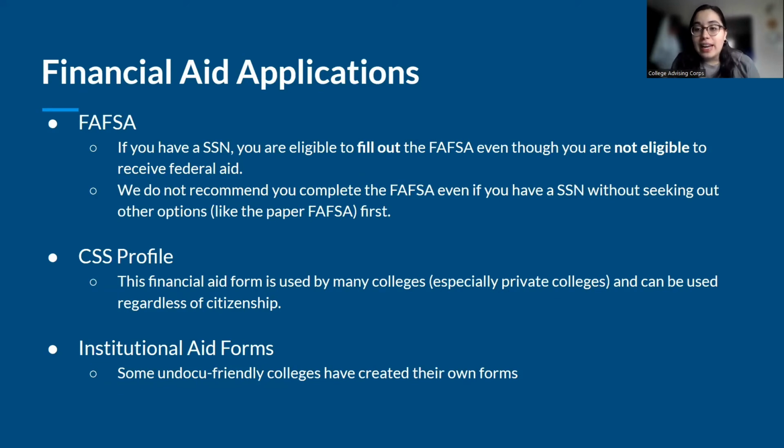So, for financial aid applications, students that do not have a Social Security number cannot fill out the FAFSA. If you do have a Social Security number, maybe you fell out of status but had legal status at some point, you can fill out the FAFSA, but we recommend that you don't fill it out without first asking if the institutions you're applying to require that from you. So those are some things to keep in mind.